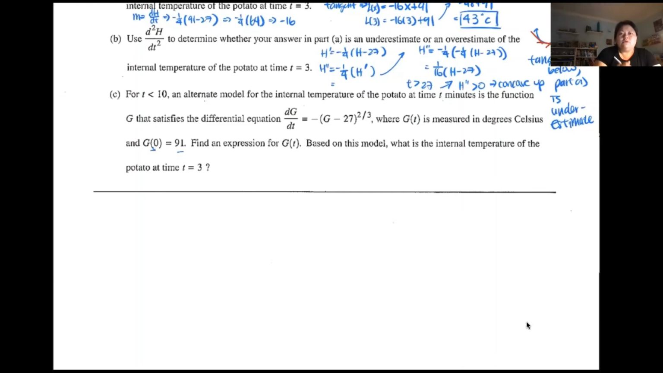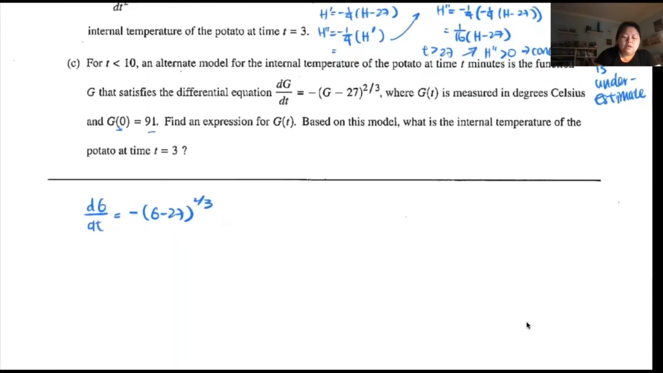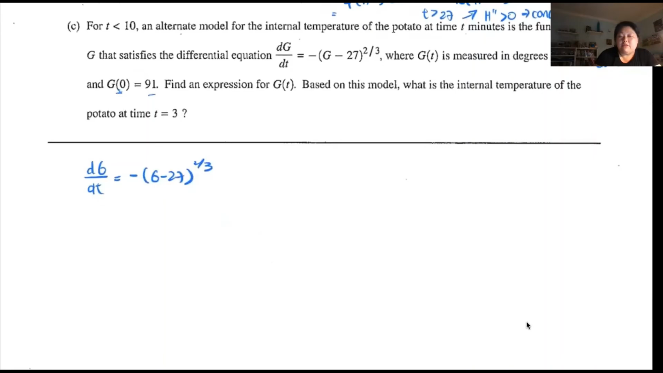So first thing you want to do is find the expression for g(t), meaning you're going to solve the equation, right? So dg/dt equals negative (g minus 27) to the 2/3. You're going to move some things around, using separation of variables: move one variable to one side and the other variable to the other side. In this case, because g minus 27 is kind of one term on its own, I'm just going to move the whole thing over. So dg over negative (g minus 27) to the 2/3 equals dt. So multiply dt over. All right, now you can take the integral.